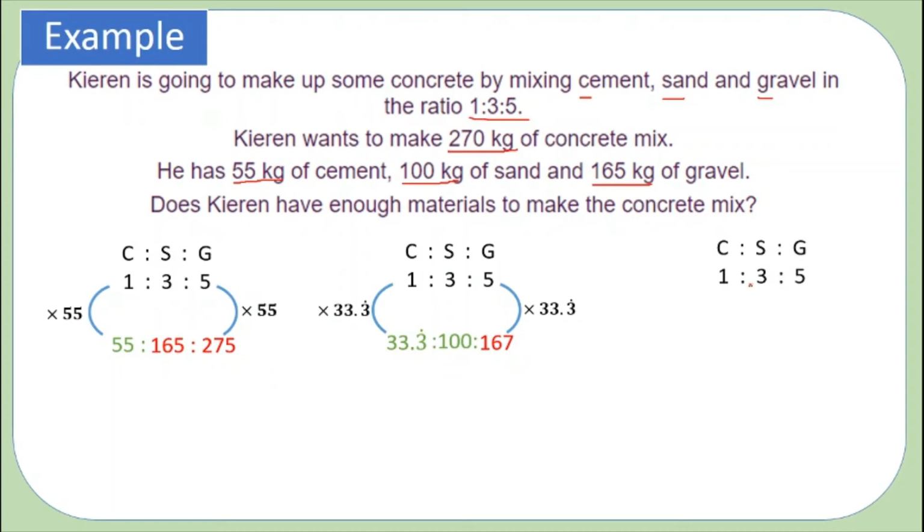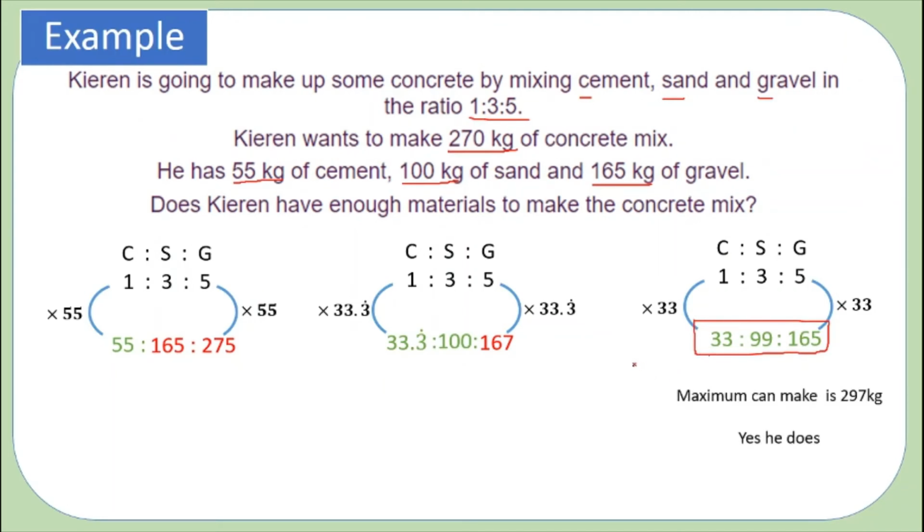The final one, I'm going to try this time to get all of my gravel, 165 kilos used. If you don't know, by the way, your multiplier, you can take what you have on the bottom here, divide it by the ratio, and it will give you this multiplier. Well, if I times both of those by 33, I get 33, 99, 165. I can do all of that. This represents the absolute most concrete I can make. Add those all up, it's 297. That's more than 270 kilos he wanted. He can make this.